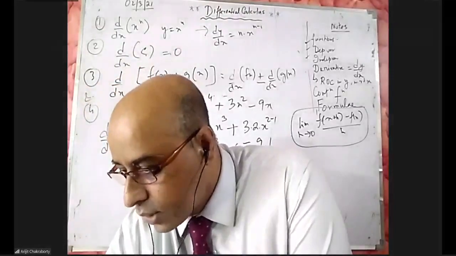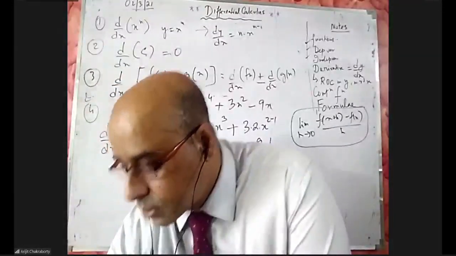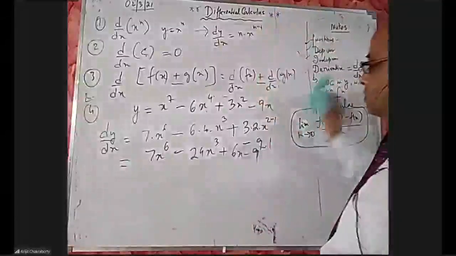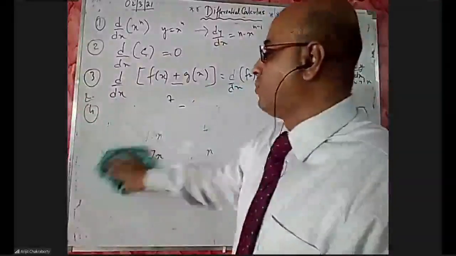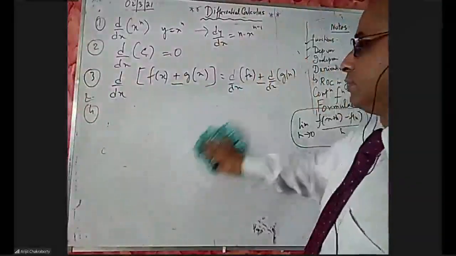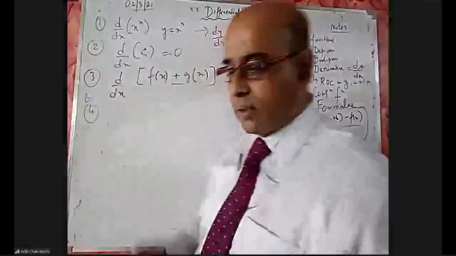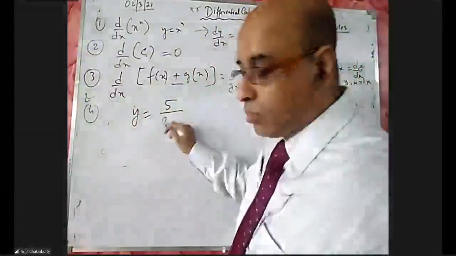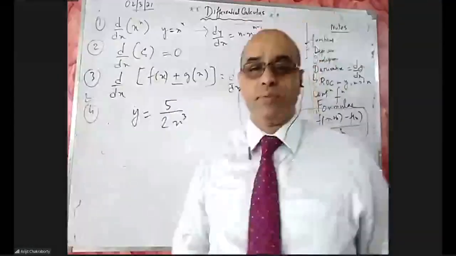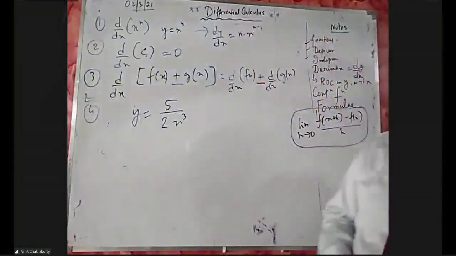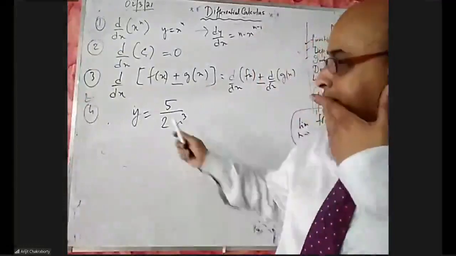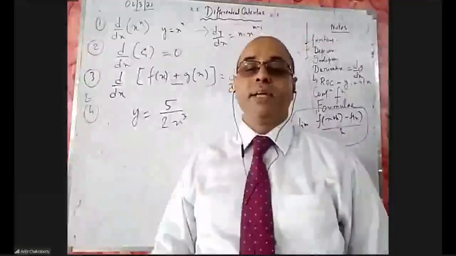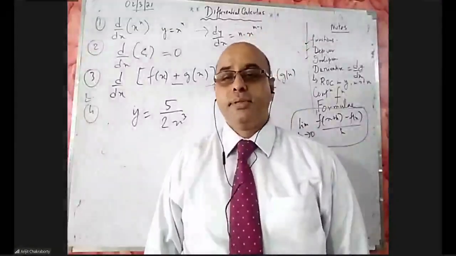Let us try this one. Simple one, but a little twisted. You have y is given as 5 divided by 2 to the power x cube. So how to deal with this? You have to find dy by dx. It is given that y is equal to 5 divided by 2 to the power x cube.